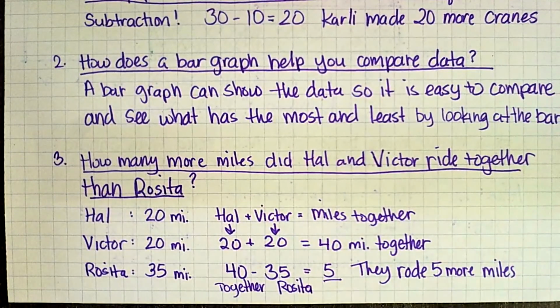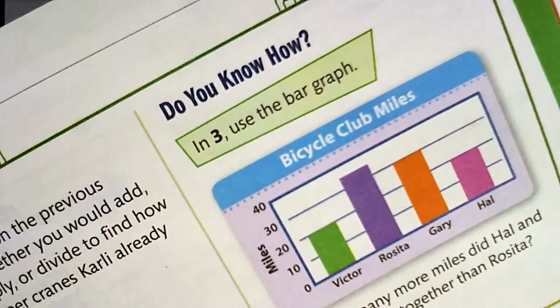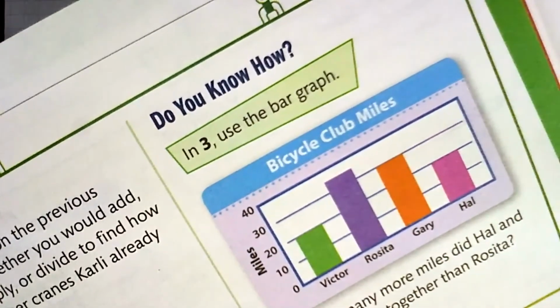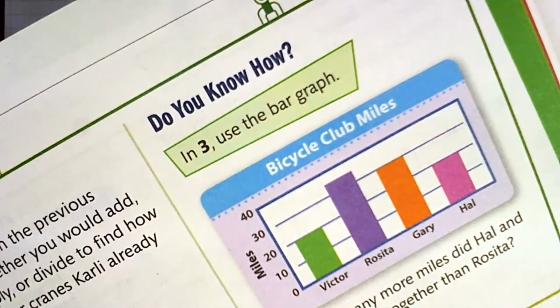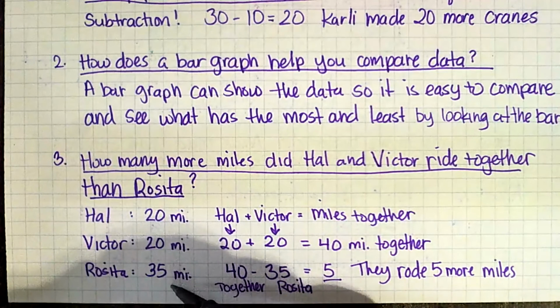Now remember, you're using the bar diagram that they gave you in the book. That bar diagram looks like this right here. So we're looking at Victor, Hal, and Rosita. So we know Victor rode 20 miles. Hal also rode 20 miles, and Rosita rode right in between 30 and 40. So that's going to be 35 miles. So I wrote down how much each one of them rode.